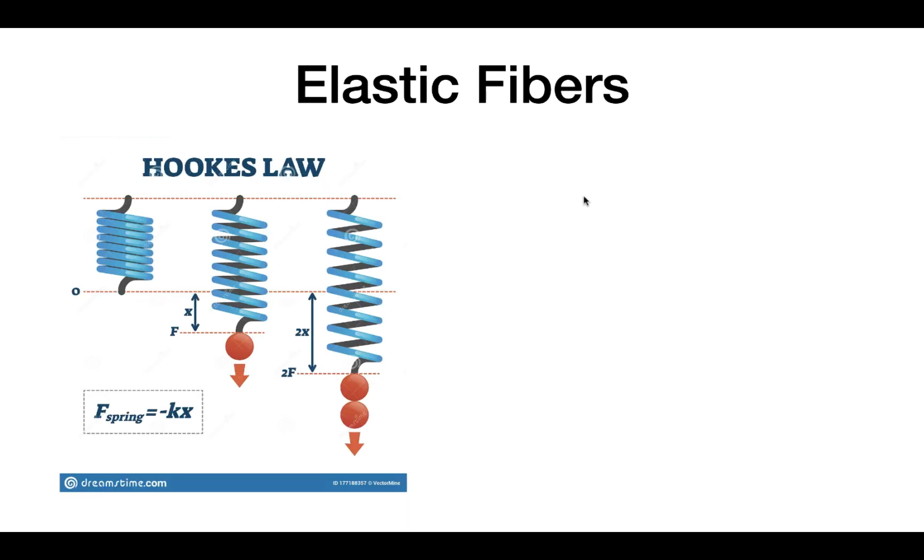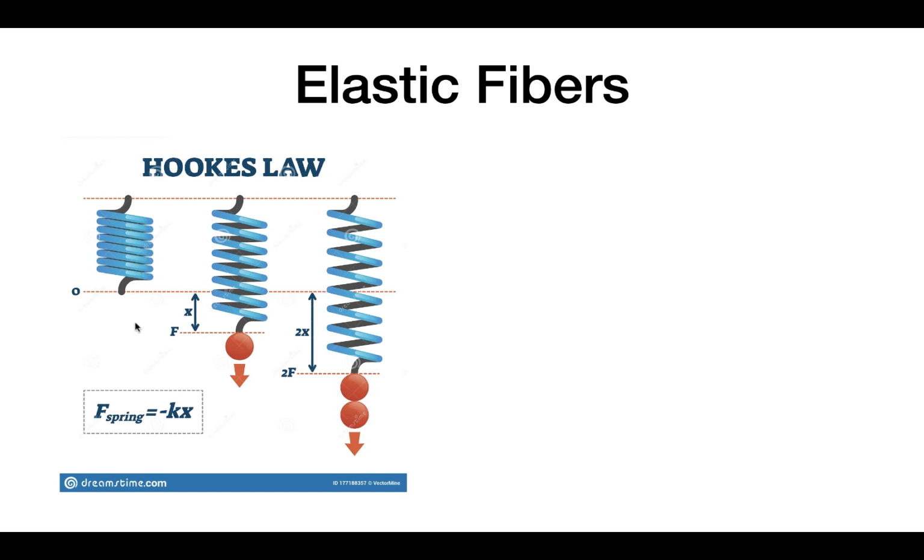So how are our vessels compliant? What makes them compliant? Well, the thing that makes our vessels compliant is going to be the elastic fibers. Now, in order to understand how elastic fibers work in our blood vessels, we're going to have to understand springs. So here is a picture of a spring, and this spring right now is in its equilibrium position. So this means there's really no net forces being exerted on it, it's just at rest.